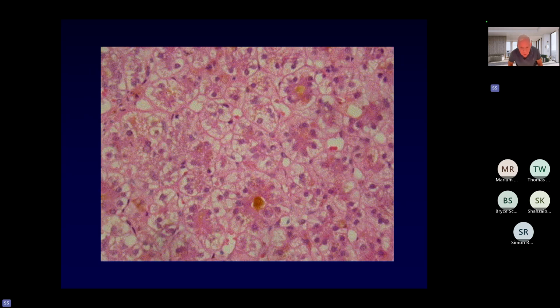This is a problem we're going to talk about more on Wednesday. Someone want to tell me what they see in this slide? First of all, what is it?